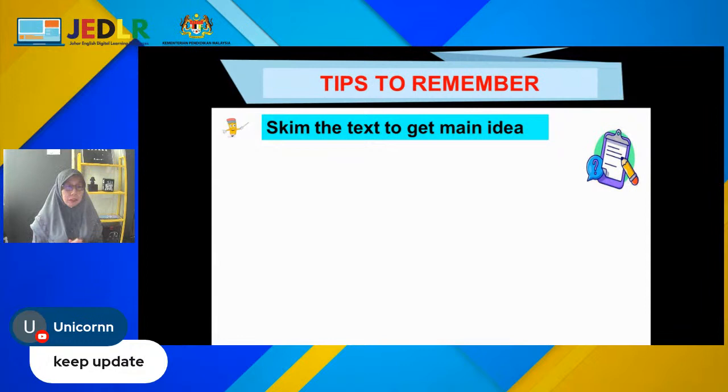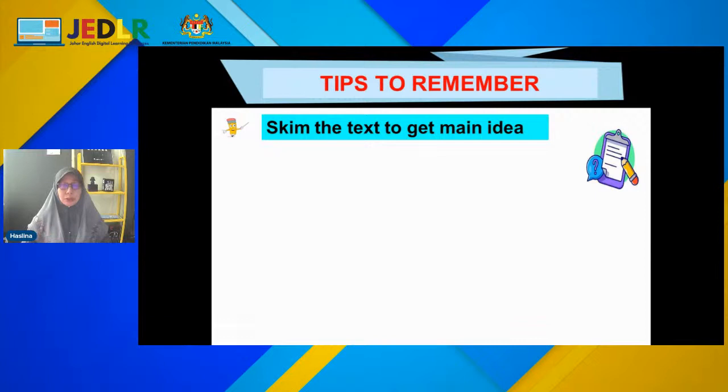I got a question here. Unicorn, I believe it's from Teacher Atiqa's class slide. The answer should be keep updated. Remember, whatever is written, because the question is to transfer the words from the text into the graphic organizer, make sure the spelling is correct. So skim the text to get the main idea.